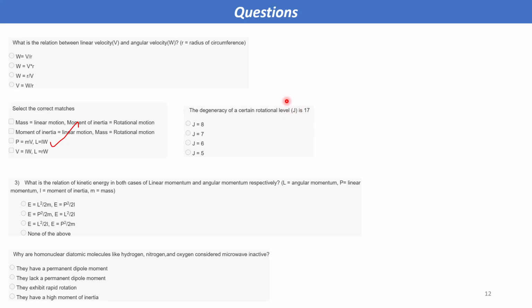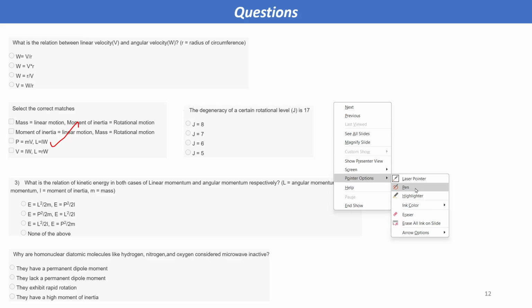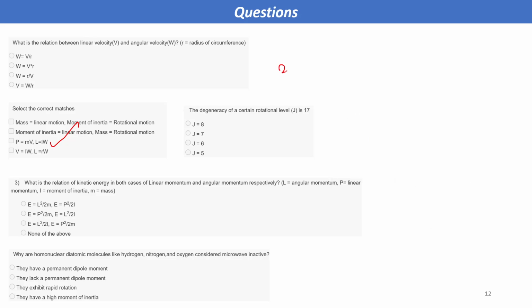So the degeneracy is 17. So what will be the value of j? We know that degeneracy is 2j plus 1. It is given to be 17. So 2j will be 17 minus 1, that is 2j will be 16. Then j will be 16 by 2, that is 8. So the correct answer will be j equals 8. This was the formula of degeneracy, 2j plus 1. The answer will be j equals 8.